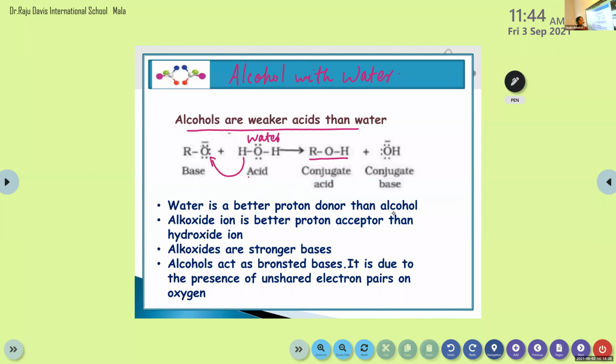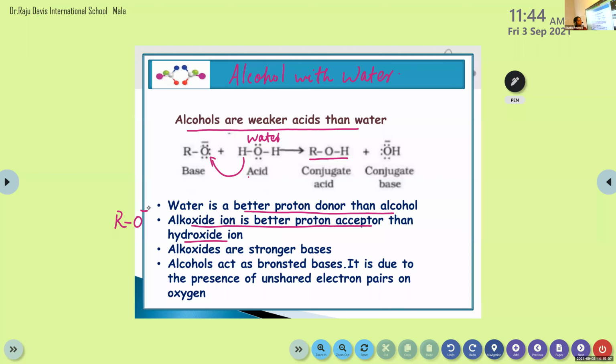When we are comparing the acidic nature of alcohols and water, here water is a better proton donor than alcohol. That's why it is considered an acid. Alkoxide ion is a better proton acceptor than hydroxide ion. Alkoxide ion means when we remove hydrogen from this alcohol, it is known as alkoxide ion. This RO minus ion is known as alkoxide ion. So alkoxide ion is a better proton acceptor than hydroxide ion.